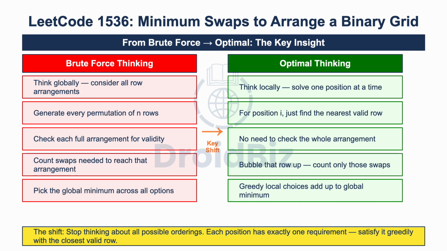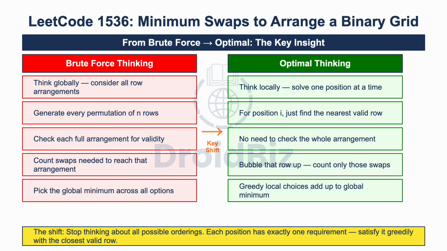The optimal approach thinks locally. For each position, it asks just one question: what is the nearest row below me that satisfies my requirement? It doesn't think ahead to the rest of the grid. It just greedily picks the closest valid row and bubbles it up.